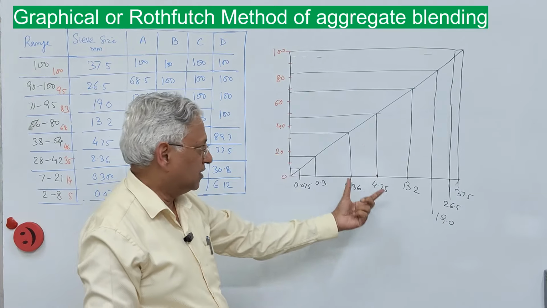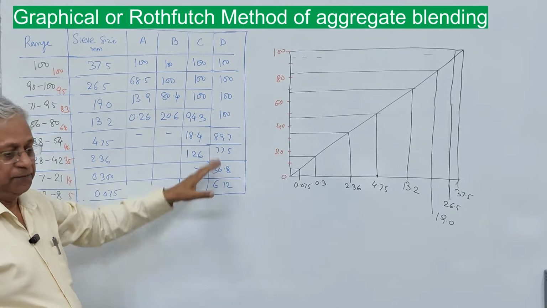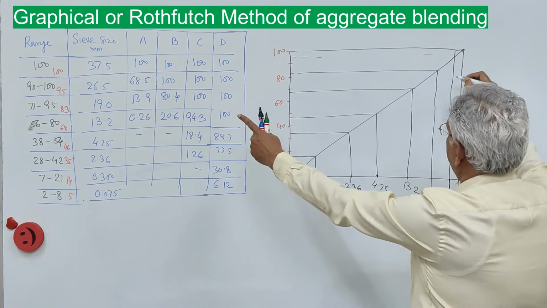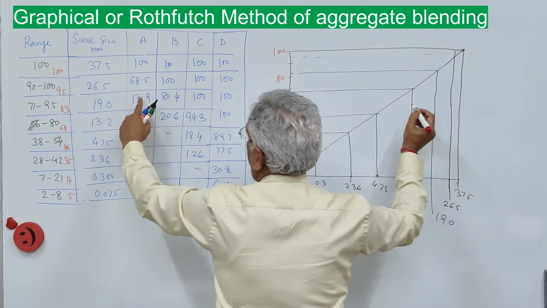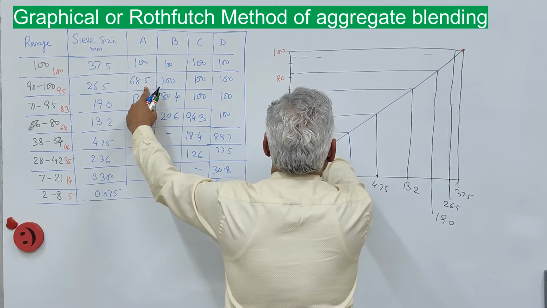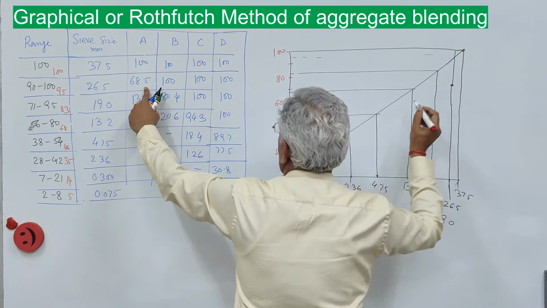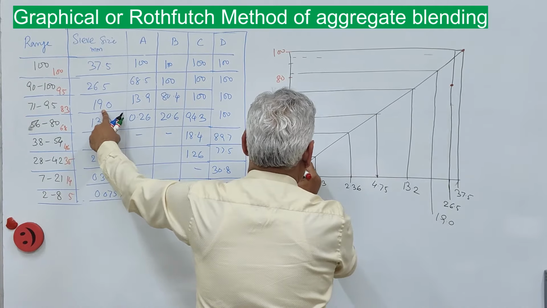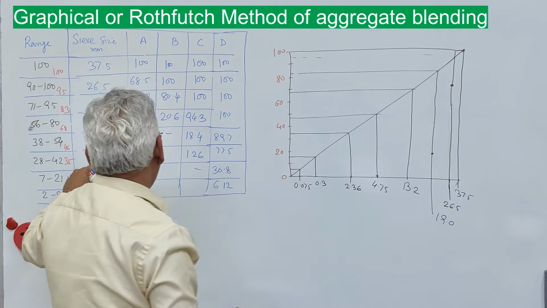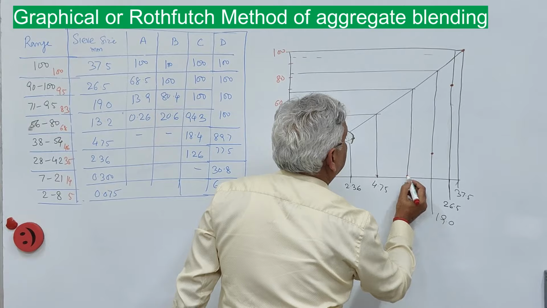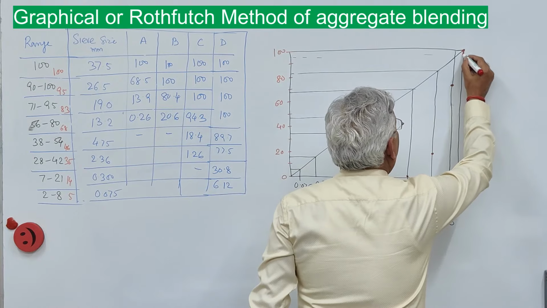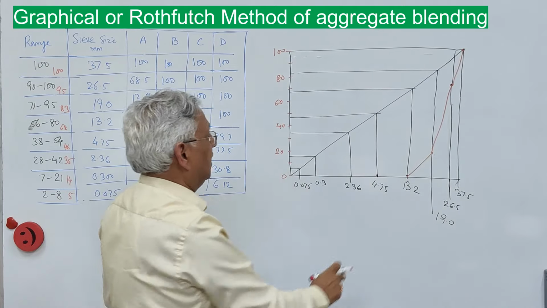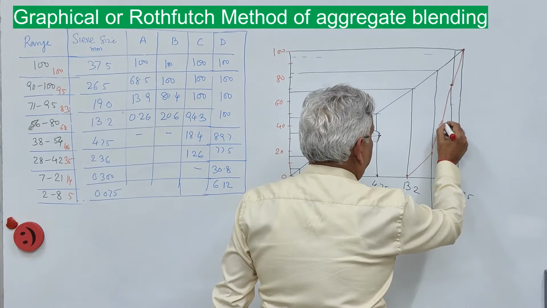Now on this graph paper, you have the x-axis and the y-axis. Now plot all these aggregates A, B, C, D. So let us say A: 100% passing 37.5 millimeter, this is the point here. Next is 68.5, somewhere here. Next is 13.9, let's say 14%, this is the 14%. And then 0.26 here, at 13.2. This is the grading of A. It will not be a straight line. Join these points. This will not be a straight line, because we assume that the straight line is the desired grading. So this is your aggregate A.